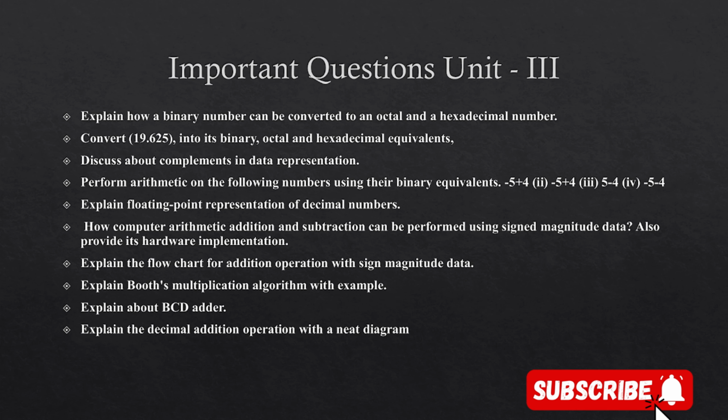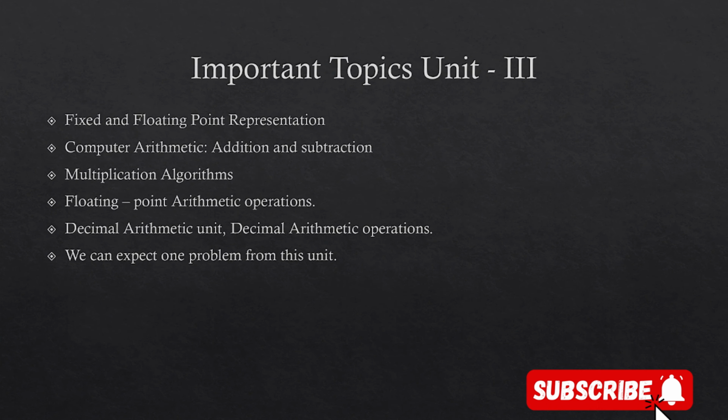So you can see the second question itself, convert 19.625 into binary, octal and hexadecimal. So this type of questions, perform arithmetic on the following numbers using binary: minus 5 plus 4, and then 5 minus 4, minus 5 minus 4. There are chances of asking this as a problem. And also you can check with the questions, floating point representation and addition and subtraction is performed. So that's what we learned in this.